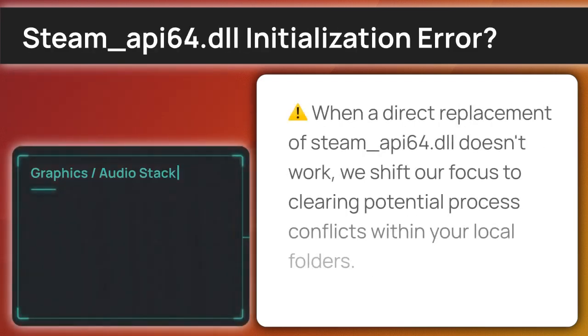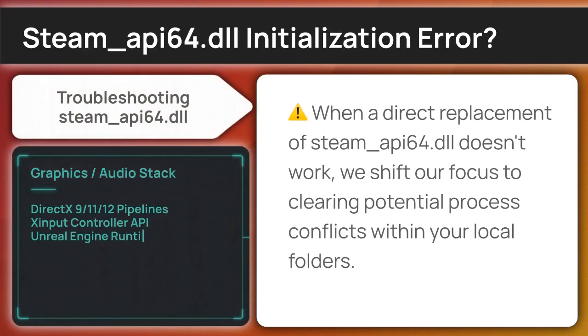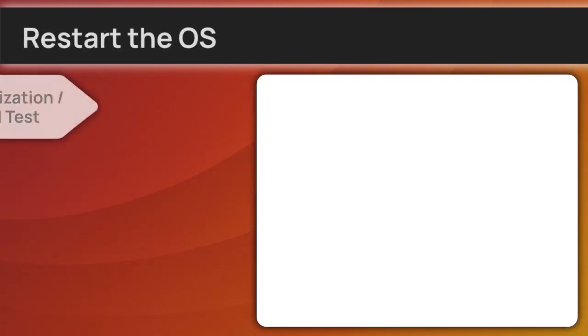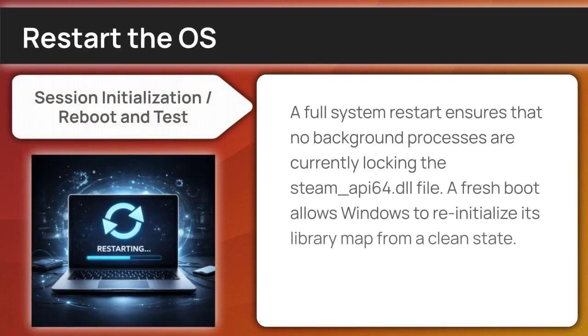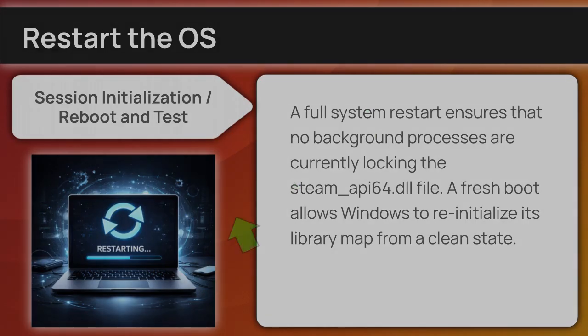Should the file remain missing after a reinstall, we need to ensure that the operating system is forced to re-index its shared library paths. Performing a restart can determine if the error is just a transient environment glitch. A reboot refreshes your system's path variables and can sometimes re-establish a broken link to the Steam API 64 file.